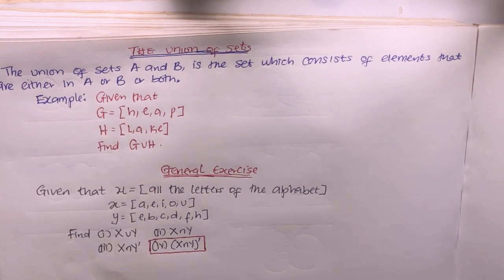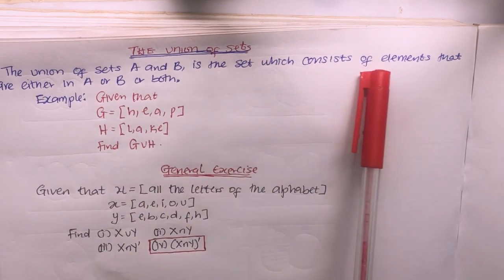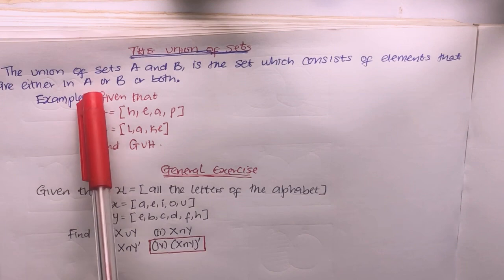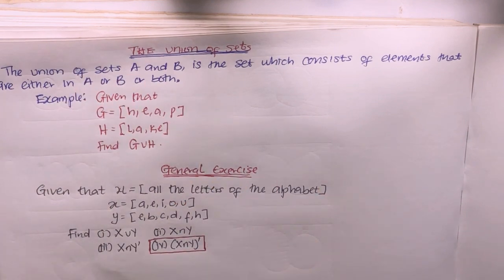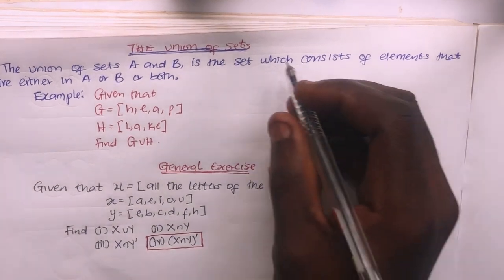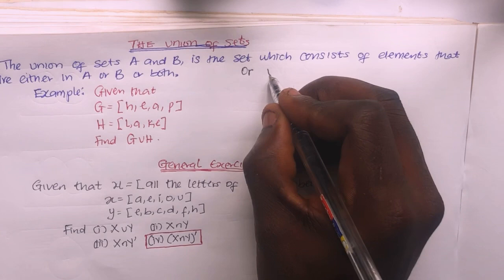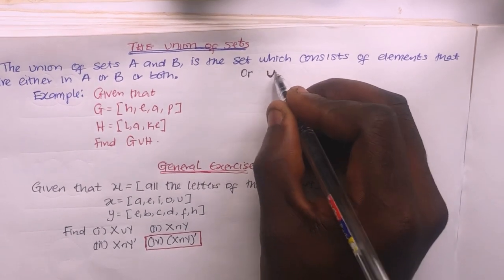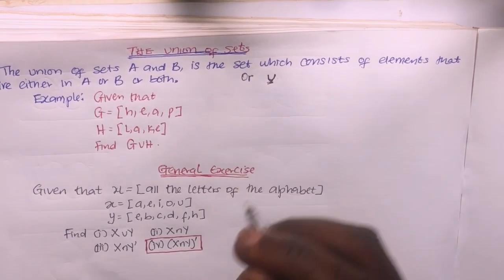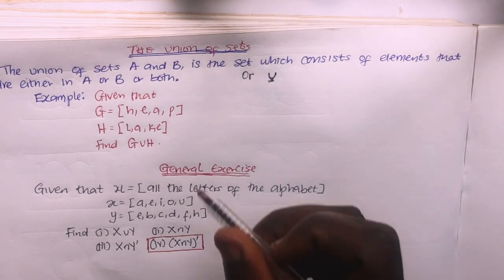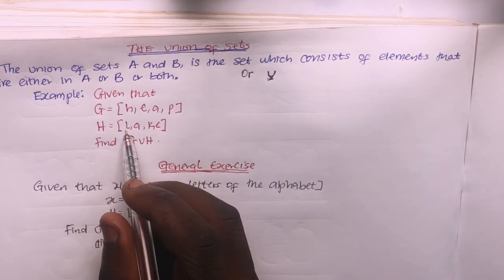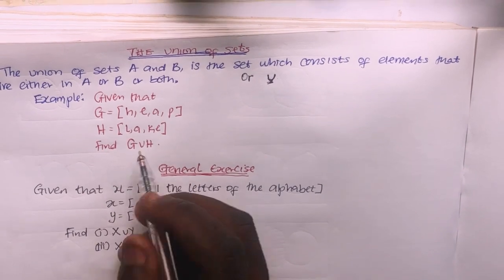The union of sets A and B is the set which consists of elements that are in either A or B, or both. That is, elements that are present in A or B, or elements present in both A and B. Most times if you are asked to find a union, you always use "or," and it's denoted as something like this, ∪. You call it union. This is U.